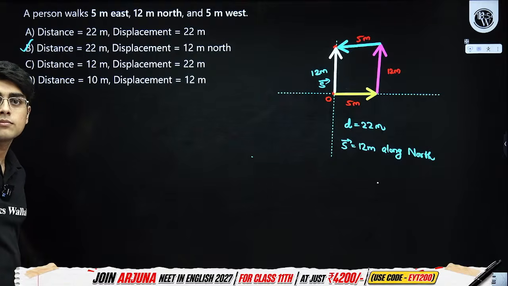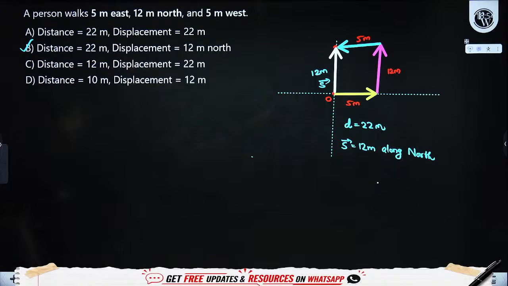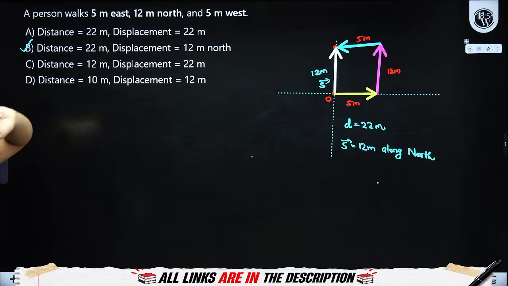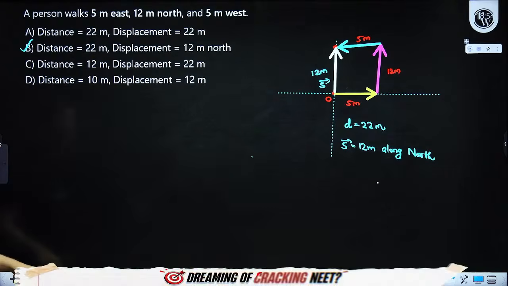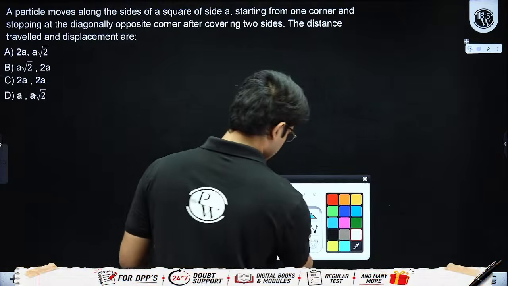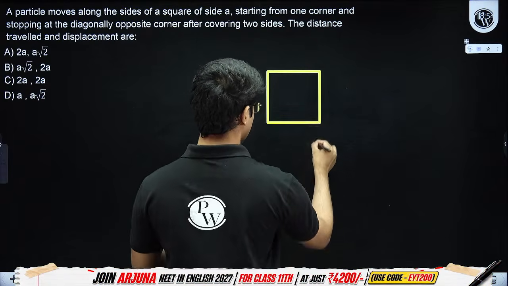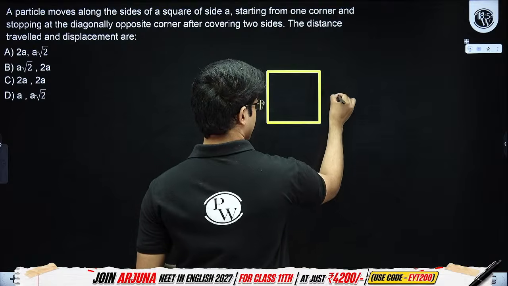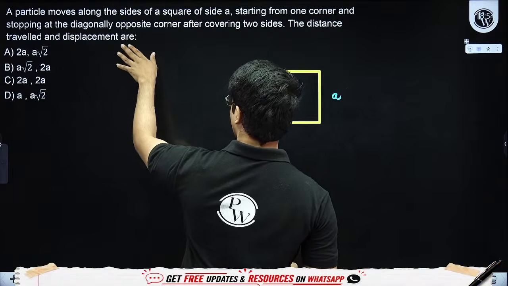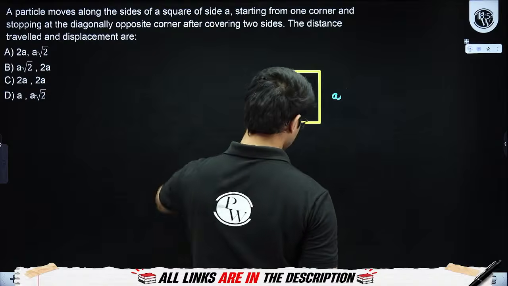Yeah, distance is the total path, and displacement will be that 12 meters north. For displacement, you just have to see where it is at the start and where it is at the end. Okay, this is the next one. So here we have a square of side A, a square whose side length is A, and the particle starts from one corner and stops at the opposite corner. Okay, he walks along the sides of a square.